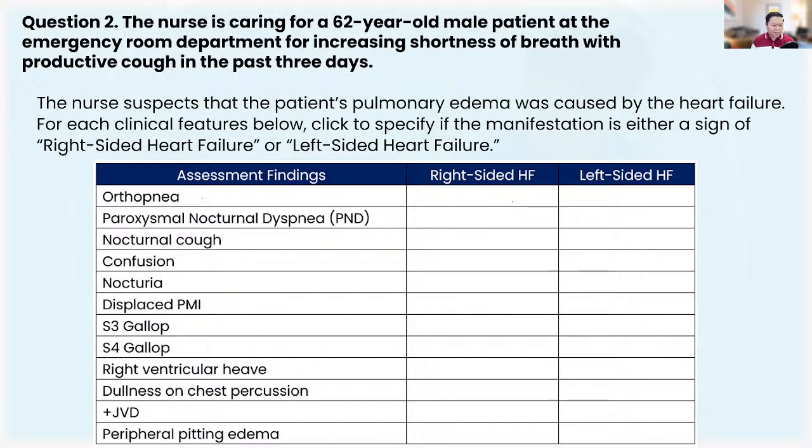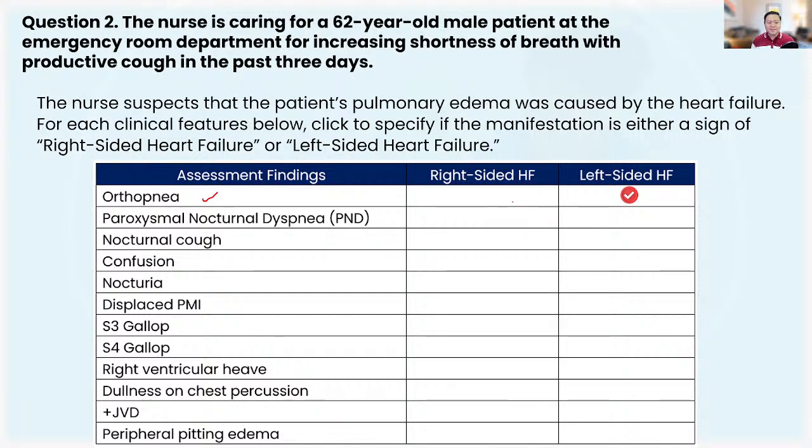Right. Okay. Orthopnea. Orthopnea is actually a pulmonary manifestation, right? It's a respiratory manifestation. And this is commonly an assessment finding in left-sided heart failure. Okay, don't ever forget that, guys. Orthopnea is not seen in the right-sided heart failure. There's not a lot of involvement in the lungs, okay?